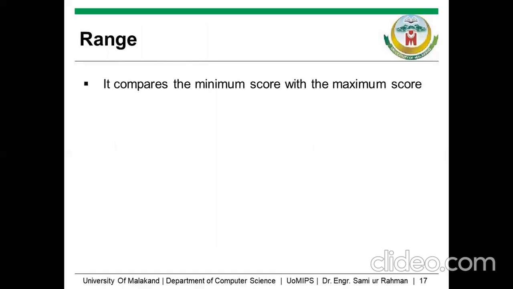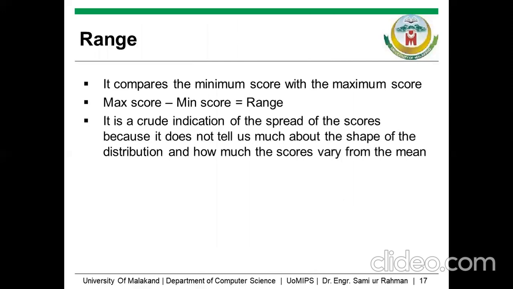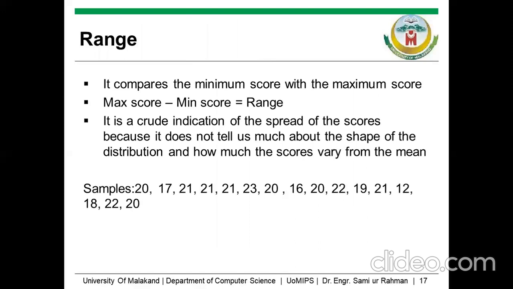Now range. So what is range? It compares the minimum score with the maximum score. So maximum score minus minimum score is equal to range. It is a crude indication of the spread of the scores because it doesn't tell us much about the shape of the distribution and how much the scores vary from the mean, but it is just a simple calculation between the minimum value and the maximum value. For example, in this sample set, the minimum is 12, the maximum is 22, so range is 10. So this just tells us the minimum and the maximum value in a given sample set.